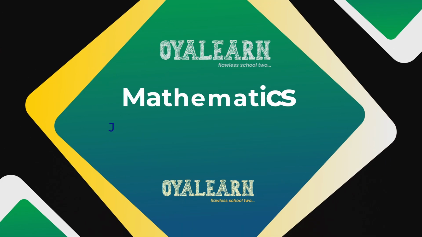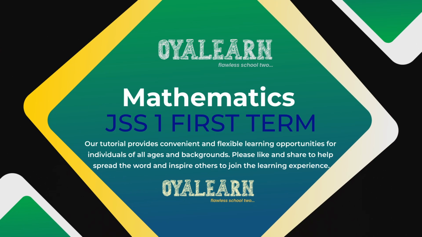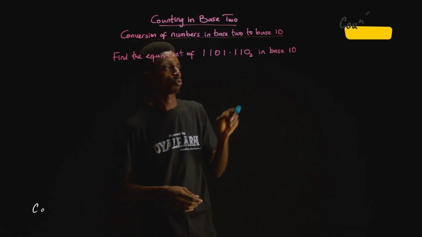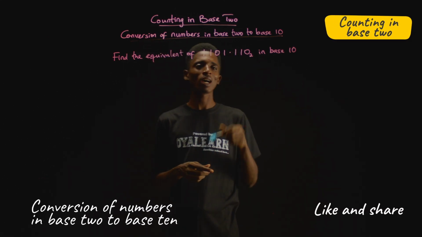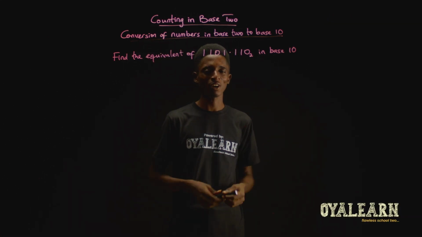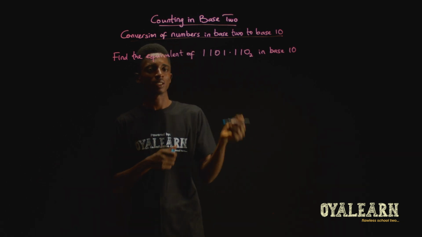Find the equivalent of 1101.110 base 2 in base 10. So we see we are dealing with a number that has a decimal fraction here. And this is how it is done.